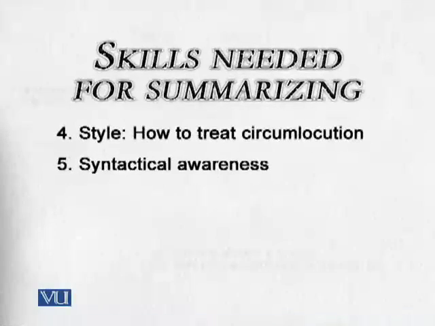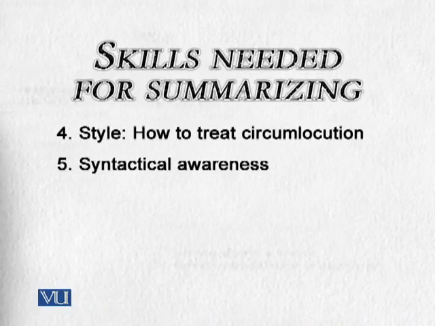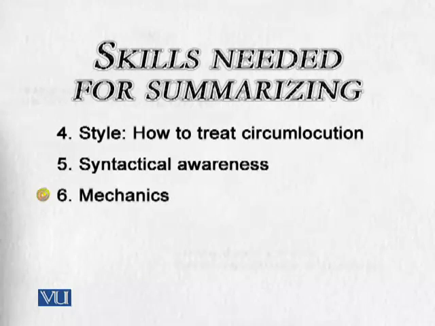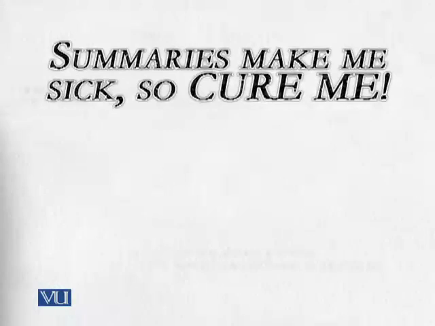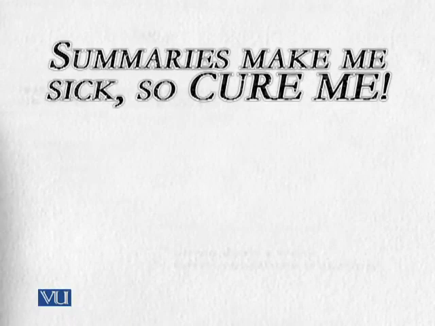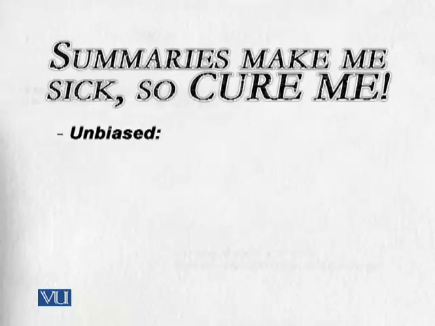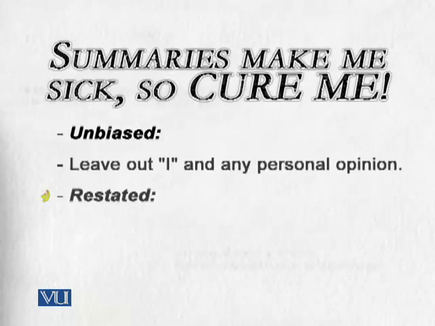And then, syntactical awareness, different structural choices, such structures which could encompass major ideas easily, and then, of course, mechanics and revising and editing. So these are the sub-skills which we need for summarizing. There is one formula which we use to summarize text. That's called CURE. Now, CURE is actually a mnemonic, and C stands for condensed, U stands for unbiased, okay? And then RE stands for restated. So this is what CURE actually is.